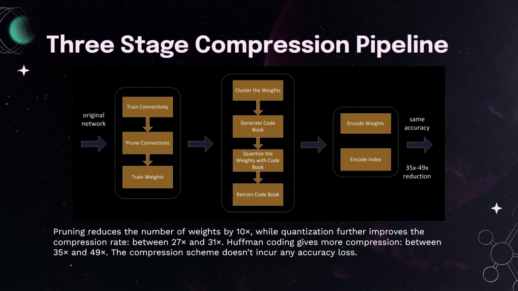And the final stage of compression is Huffman coding. It assigns shorter code words to more frequently occurring weights and longer code words to less frequently occurring weights. By combining these three stages, deep compression offers a powerful approach to reducing the storage requirements of neural networks.